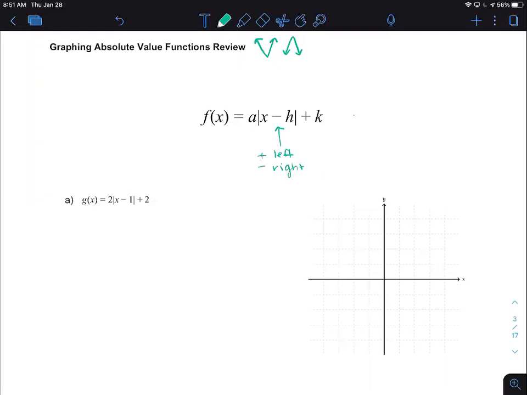If we have an addition on the outside, we're moving up. And if we're subtracting, we're moving down. And then our A value in front, we have a couple of things that tells us. The first one, if the absolute value of A is greater than 1, it's a vertical stretch. And if the absolute value of A is between 0 and 1, so we have a fraction, we have a vertical shrink or compress.